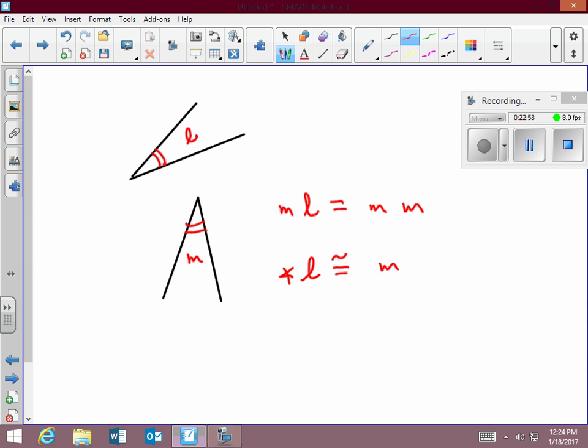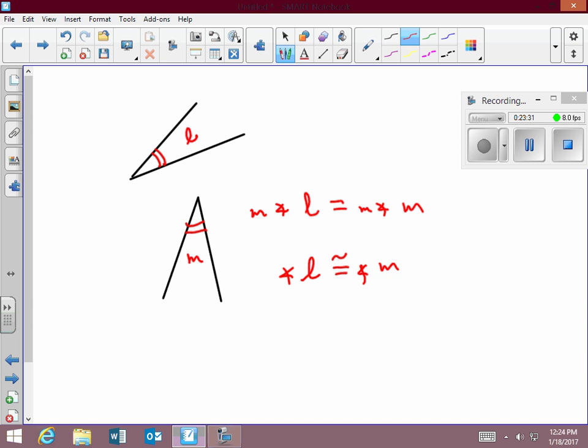I guess I do it this way, angle L. When their measures are the same, then, and probably to be more specific in terms of writing this out, what I should say is the measure of angle L equals the measure of angle M. Then if the measures are equal, then the angles are congruent, because they have the definition.